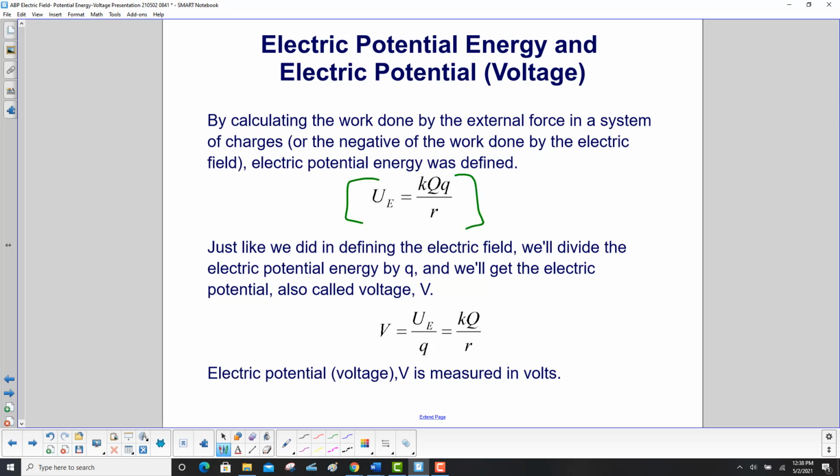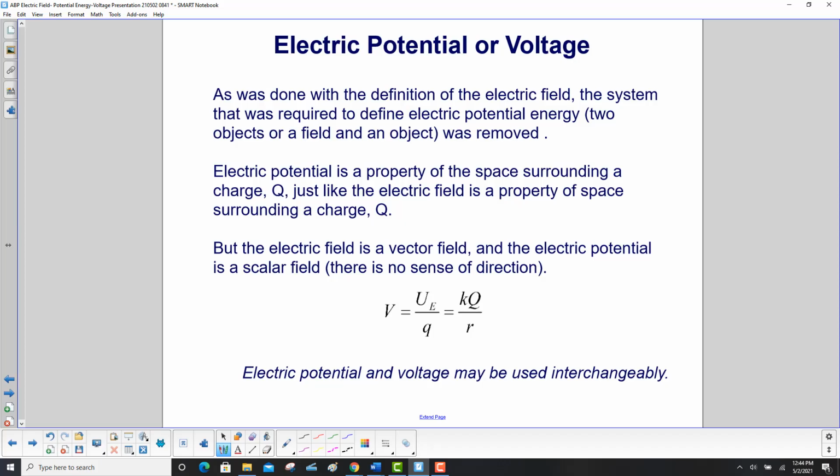Just like we did in defining the electric field, we'll divide the electric potential energy by q, and we'll get the electric potential, also called voltage, V. Electric potential, or voltage, V, is measured in volts. As was done with the definition of the electric field, the system that was required to define electric potential energy, two objects or a field and an object, was removed. Electric potential is a property of the space surrounding a charge Q, just like the electric field is a property of space surrounding a charge Q.